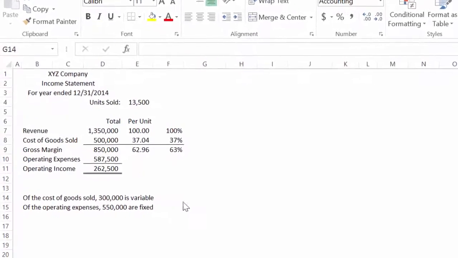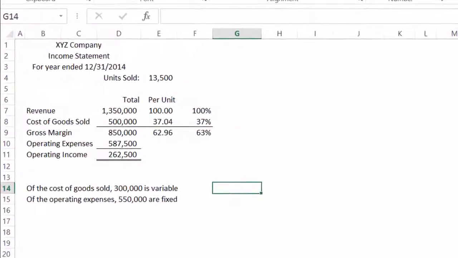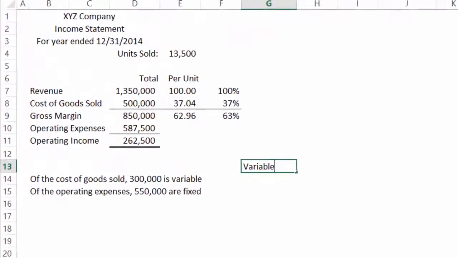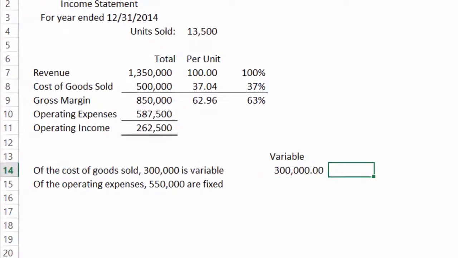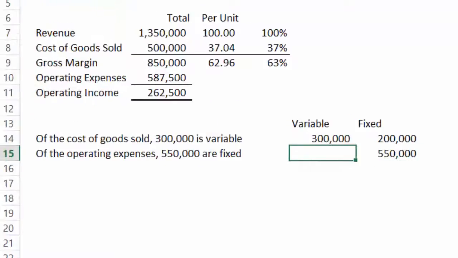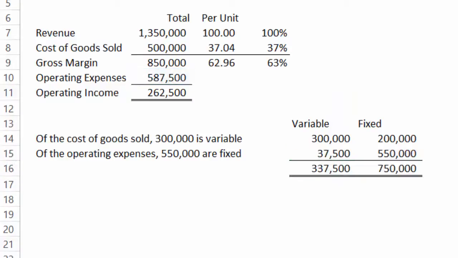So if we start doing a little bit of analysis, we can decide, for example, that of the cost of goods sold, if $300,000 is variable, and we had a total of $500,000, then $200,000 is fixed. And then of the operating expenses, $550,000 are fixed. So we're going to do the opposite. We're going to say $550,000 are fixed, and so the remainder of those have to be variable, and let's subtract that out. So we can see that our variable costs are $337,500 and our fixed costs are $750,000.